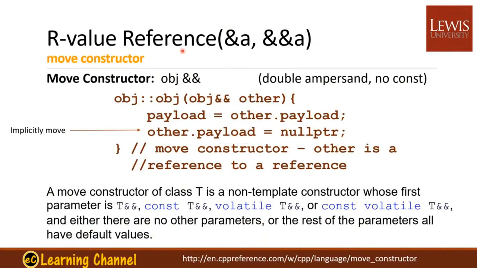And then R value reference, we have an alias A, or alias of alias A. So here we have the move constructor. We have an object that is a constructor, with the object aliased as others. We have a payload assigned to the payload variable, and then others' payload is set to a null pointer. That is an implicit move. And then this double ampersand is actually a move constructor.